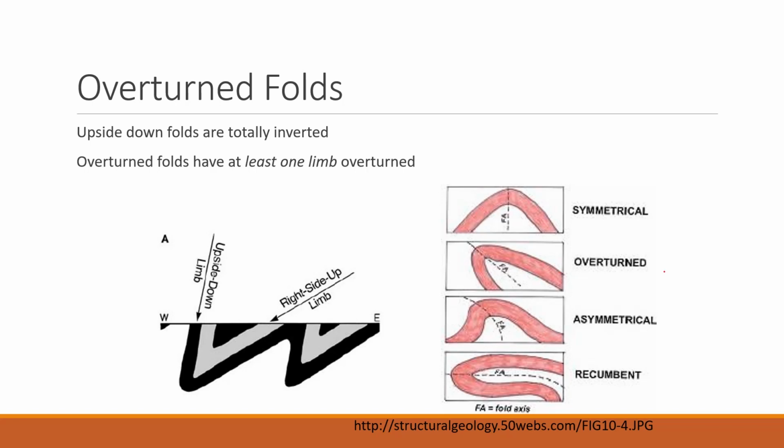So if we look at this one over here that's considered overturned, if we draw a vertical line down, we will see that on this limb we hit the top before the bottom, but on this limb we hit the bottom before the top. So that's what we mean by overturned. A fully recumbent fold is where it's on its side, basically. So that's overturned to the extreme.